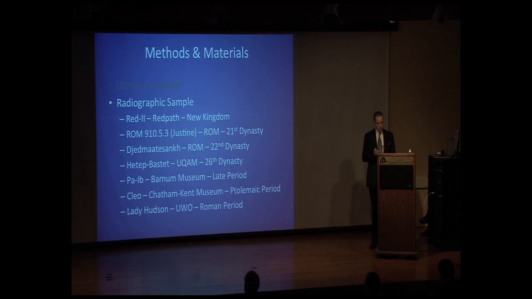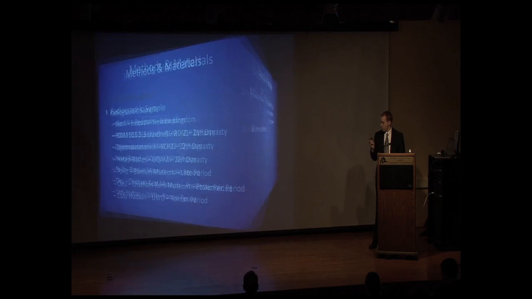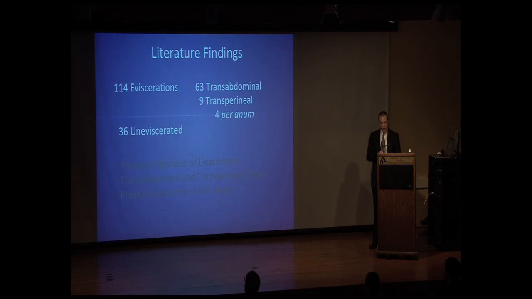Of the 150 mummies included in this study, 114 of them were eviscerated in some fashion. Body cavity treatments included 63 trans-abdominal eviscerations, 9 transperineal eviscerations, including 4 cases reported specifically as per anum, or anal, and 36 cases exhibiting no signs of evisceration. And you'll note all those numbers don't add up.